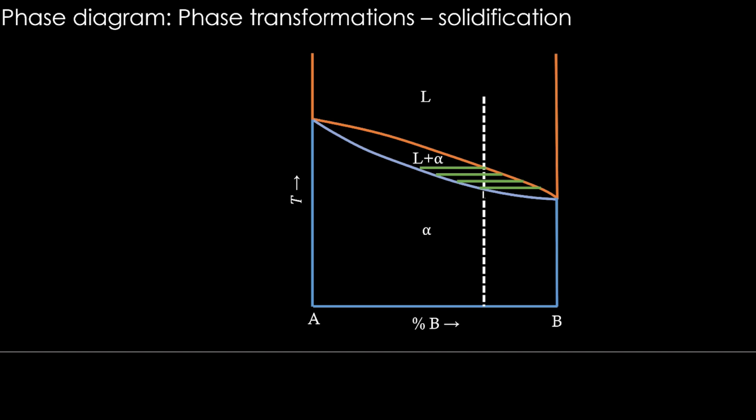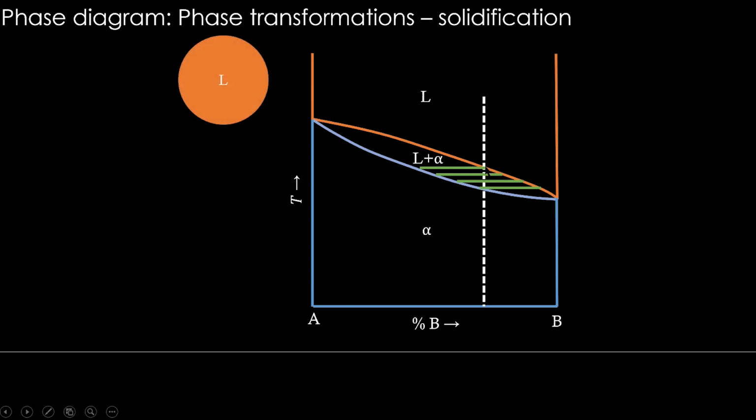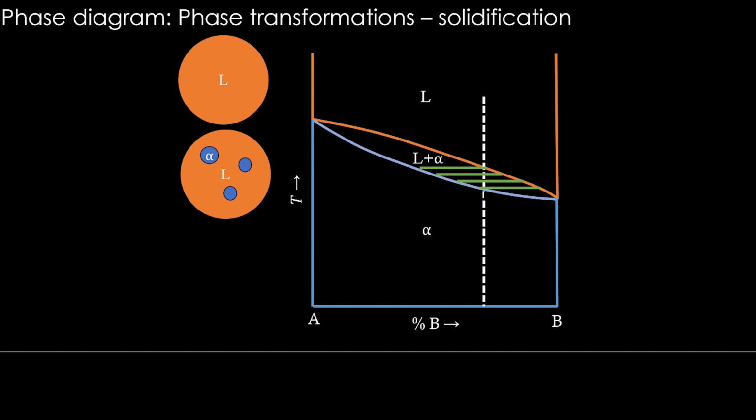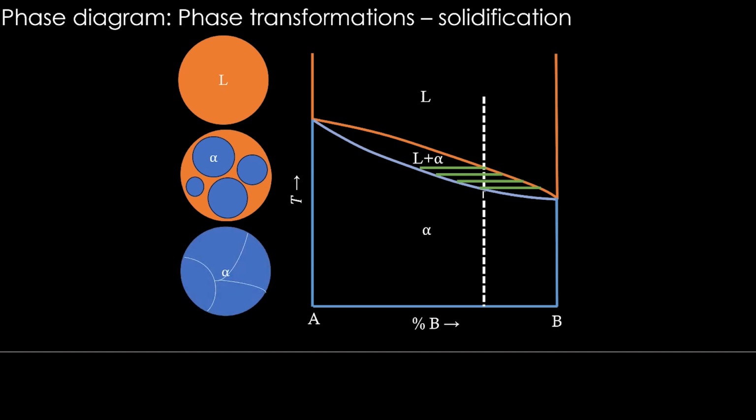If we look at what happens in the microstructure, this is how the entire thing is liquid just before touching the liquidus line, and when it crosses the liquidus line, there is some small amount of alpha that has formed, and as it cools down and comes to this region where it is about to cross the solidus line, you will have predominantly alpha phase, and once it crosses, it becomes completely alpha.